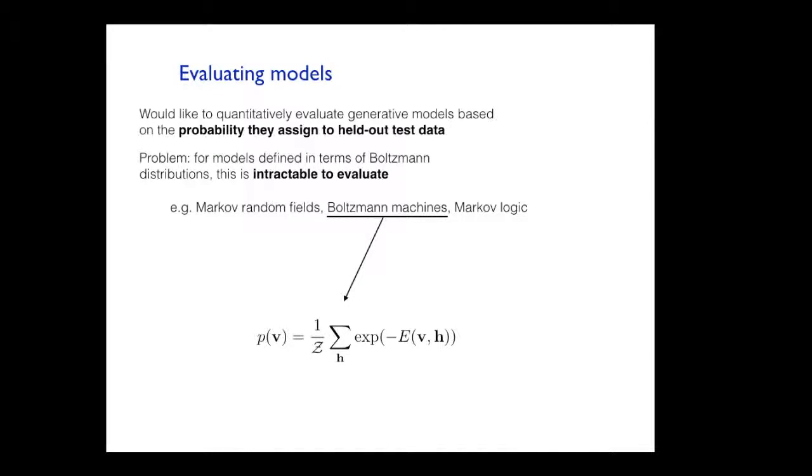And so as I mentioned, one criterion would be to hold out a subset of the data and measure the probabilities assigned to that held out subset. And it's great statistically. There are a lot of reasons this would be a good thing to do. But unfortunately, it's intractable for a lot of models. In particular, models like Markov random fields, Boltzmann machines, and Markov logic are defined in terms of an unnormalized distribution. And they also have a normalizing constant out in front. That normalizing constant is the partition function. And it's something which is generally intractable to compute. And if we can't compute the normalizing constant, we can't compute the probabilities.